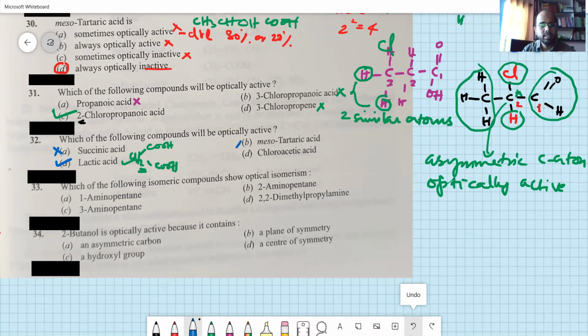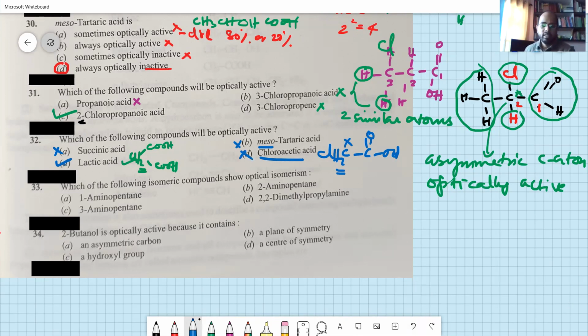Isotartaric acid is optically inactive because the name itself says chloroacetic acid is there. You can write acetic acid, CH2, Cl, C double bond O and OH. Here you are having two hydrogen atoms, therefore this is also not optically active. And the only answer is D.